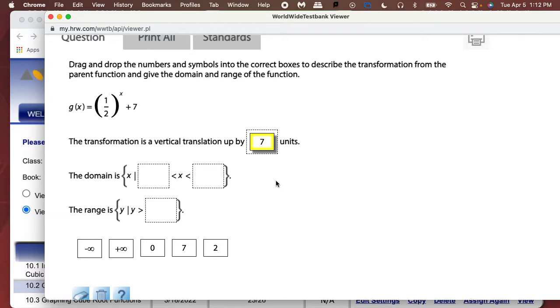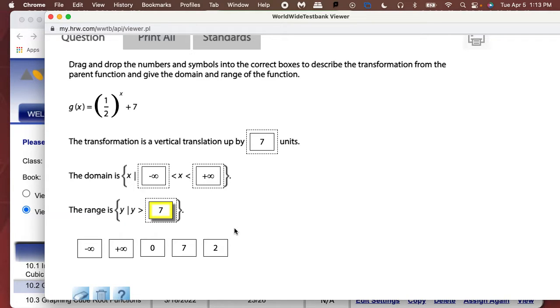For the domain of all exponential functions, unless the story has a boundary, go from negative infinity to positive infinity. Notice they have the less than's in there for you. Later on, you'll have to type in the less than's. Because the a number in front is 1, it's a positive number. That's why they have a greater than value for the range.